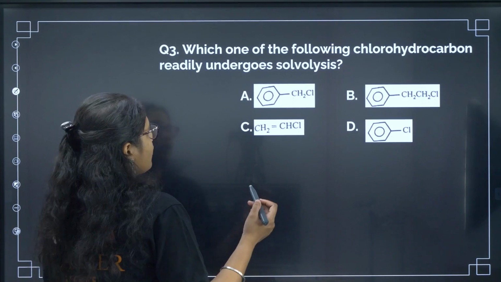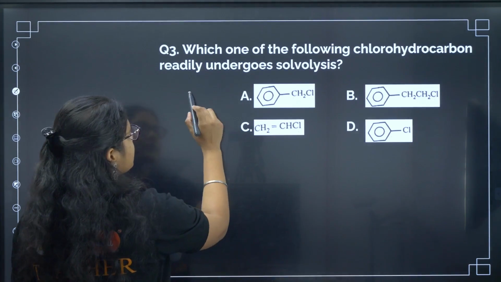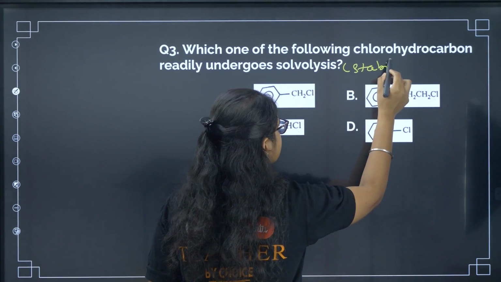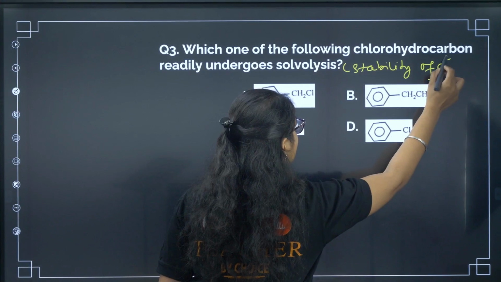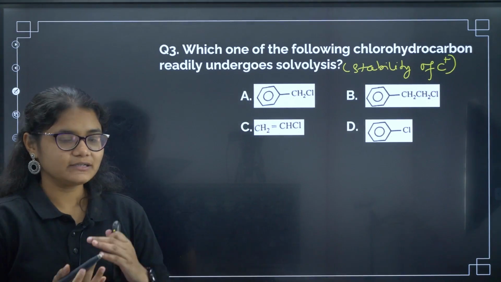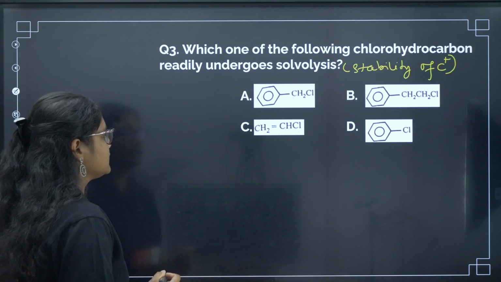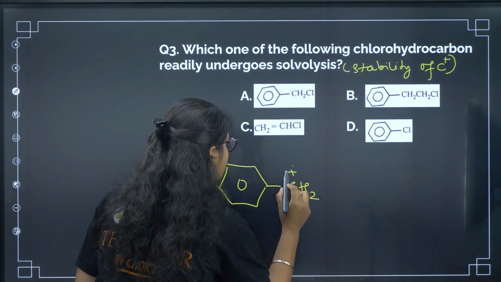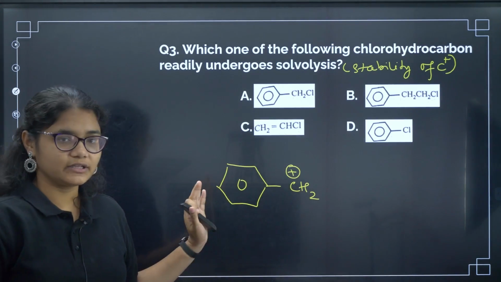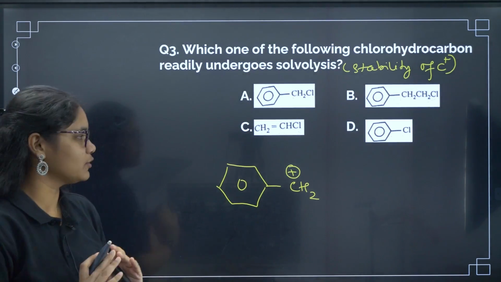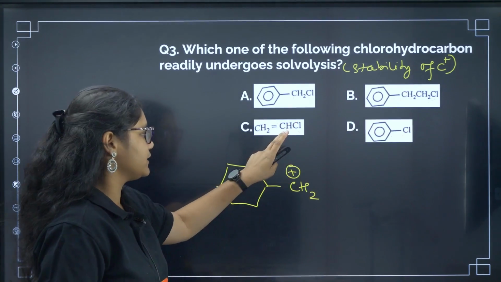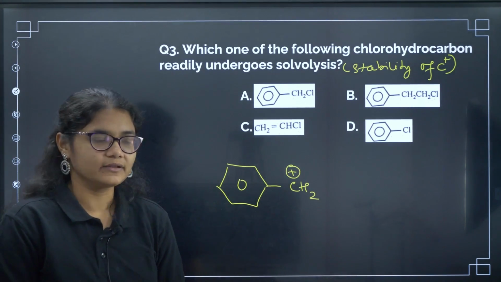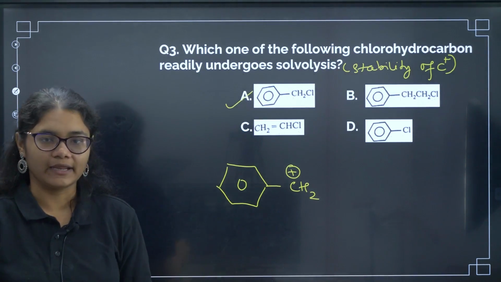Next, which one of the following chlorohydrocarbons readily undergoes solvolysis? So solvolysis also depends on the stability of the carbocation. Okay, so it is an indirect question on stability of carbocation. So if the carbocation is highly stable, solvolysis will take place faster. So if you see the first one, this is a benzyl carbocation, we will get this one, right? So this benzyl carbocation is highly stabilized due to resonance, so this will show faster reaction with solvolysis. Here it is not a benzyl carbocation, here the carbocation is unstable, and here it was also unstable because it is on sp2 hybridized carbon. So the correct answer for this question will be option number A.